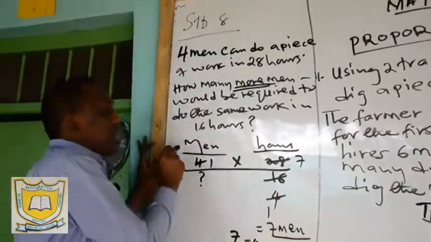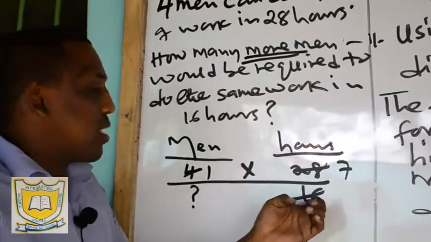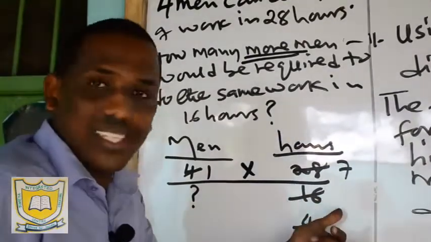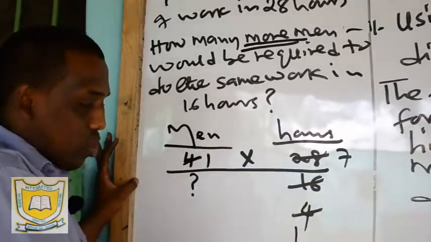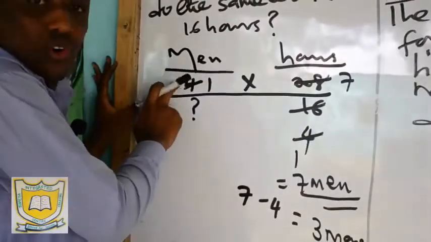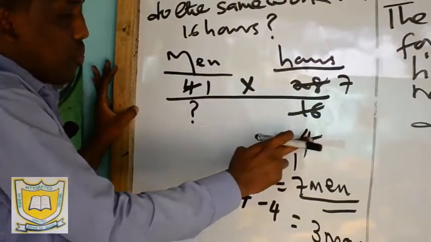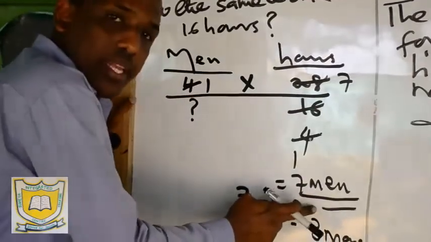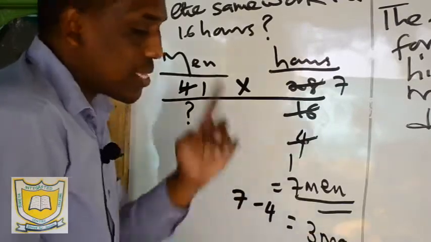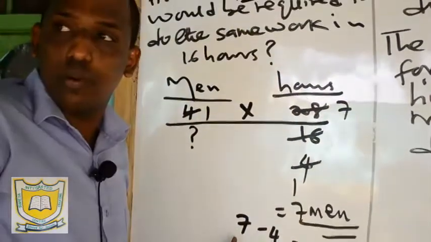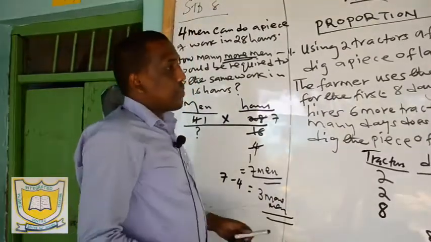You are told 4 men can do a work in 28 hours. How many more men are required to do the work in 16 hours? 4, 28. What about 16? Indirect. You must get more. That's why 7 is more than 4. So indirect proportion. By 4 1, by 4 4, by 4 1, by 4 7. 7 men. That would have been the answer if they had said how many men were supposed to finish the work in 16 hours. But they said how many more? You subtract now, 7 minus 4. You get 3 more men.